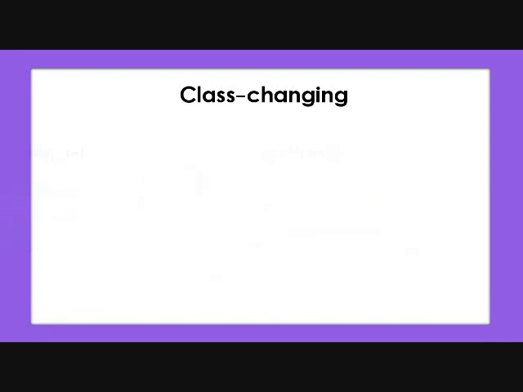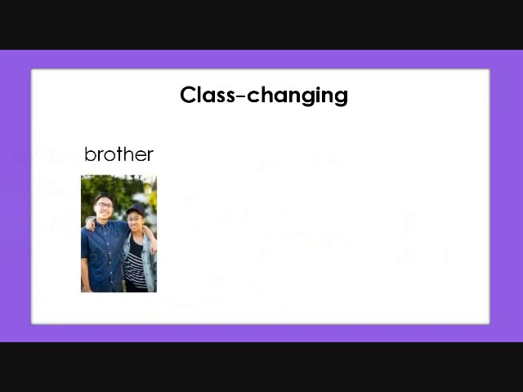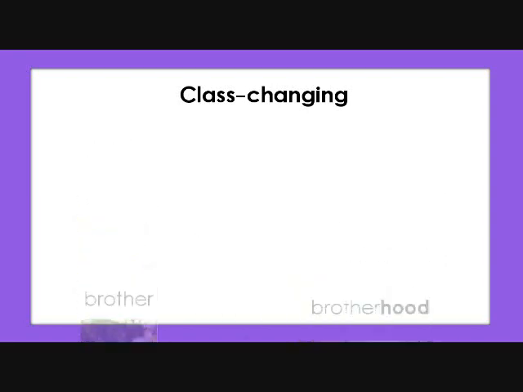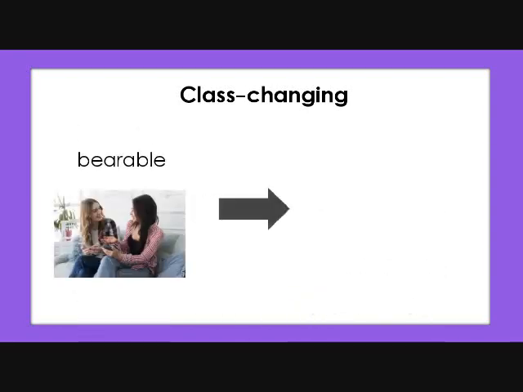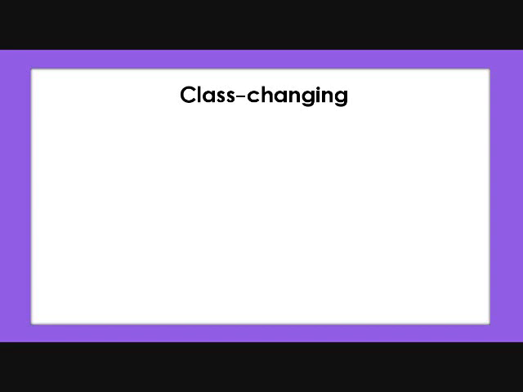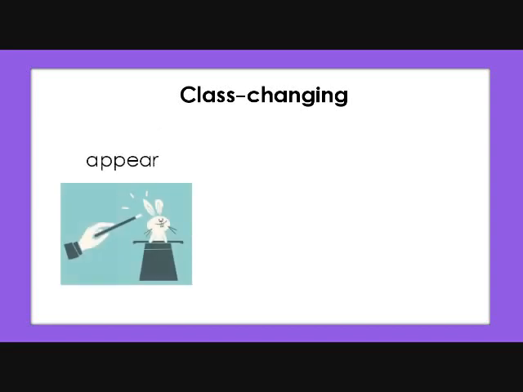Brother is a person who is related to you as part of your family. And brotherhood is a relationship between brothers or an association or community of people linked by religion or social status. They are both nouns, but they mean different things. The same happens with the case of bearable, which is an adjective, and unbearable, which keeps being an adjective, but they mean opposite things. And the same exact thing happens with appear and disappear.